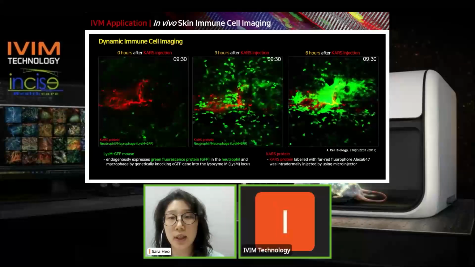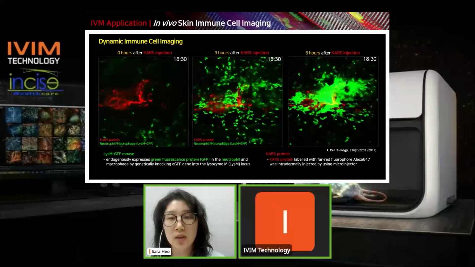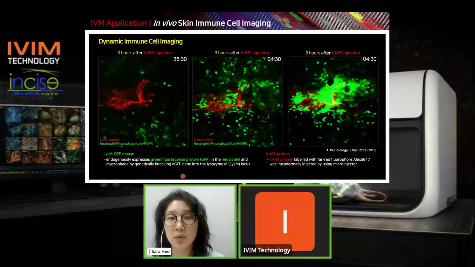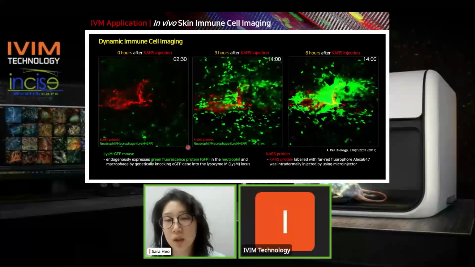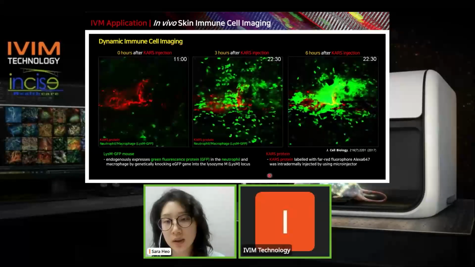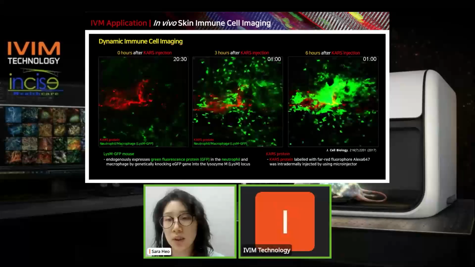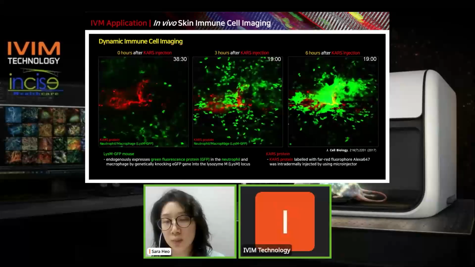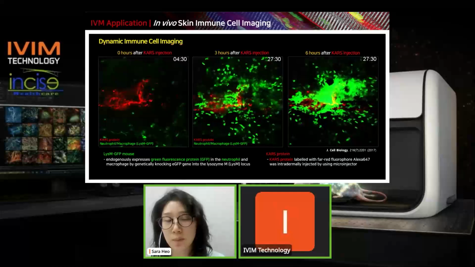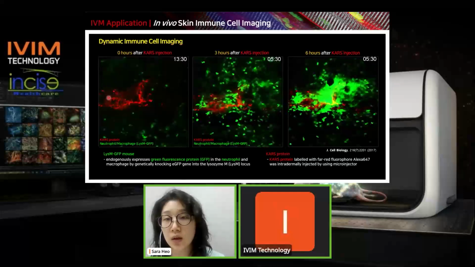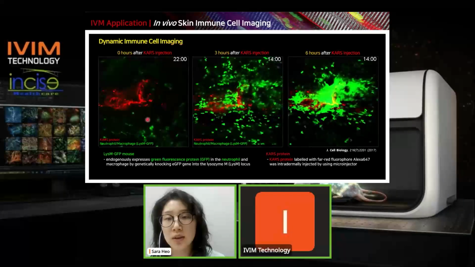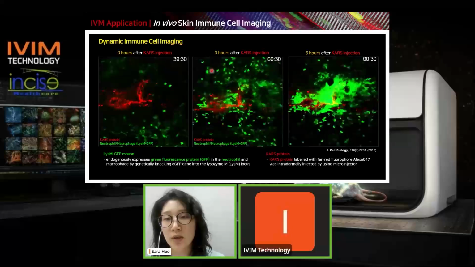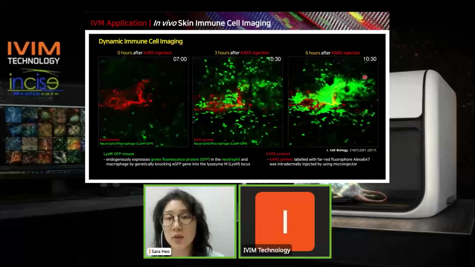And this is another dynamic immune cell imaging. Like the last example, a LysM-GFP mouse was used, and CARS protein was injected for this application. CARS protein is secreted as a signaling molecule and induces the immune system. And this example shows the immune cell recruitment when CARS protein was injected. So here the signal from CARS protein is noticed only after being injected intradermally. And these images are taken after 3 hours of injection and 6 hours of injection.